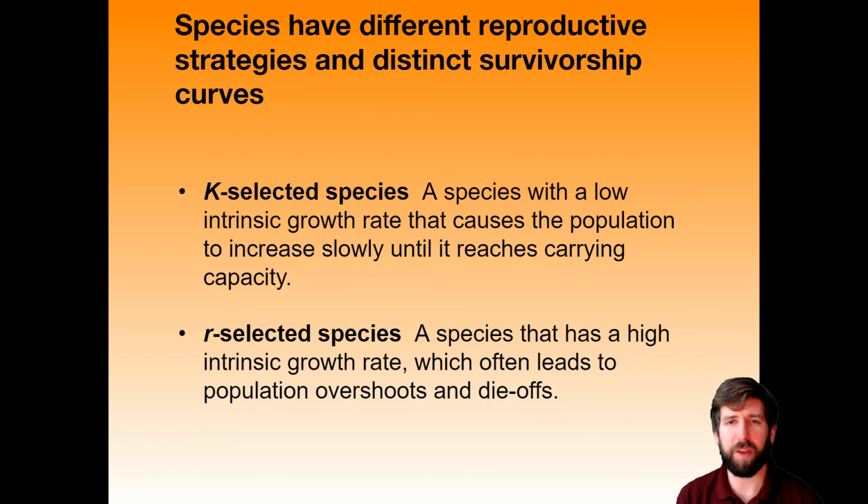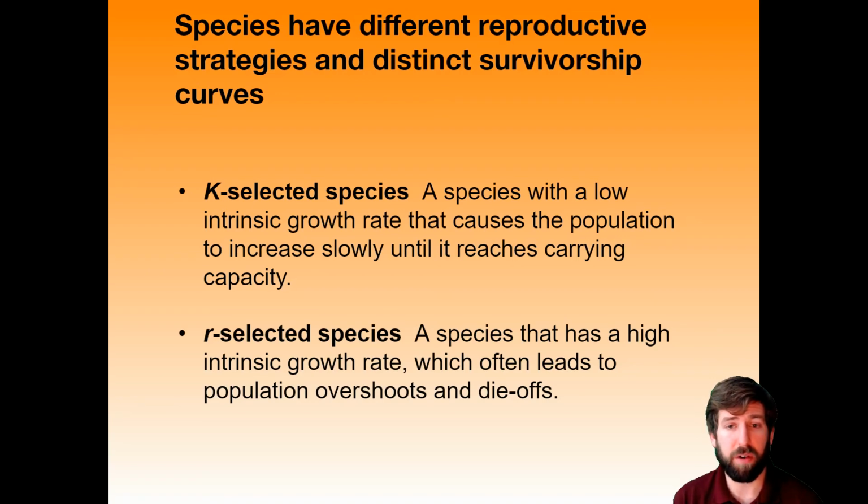Another thing that could vary between different populations is their reproductive strategies. This is going to lead to them being at different points in that graph and perhaps even have different fluctuations. K-selected species and R-selected species are the two reproductive strategies we'll talk about.